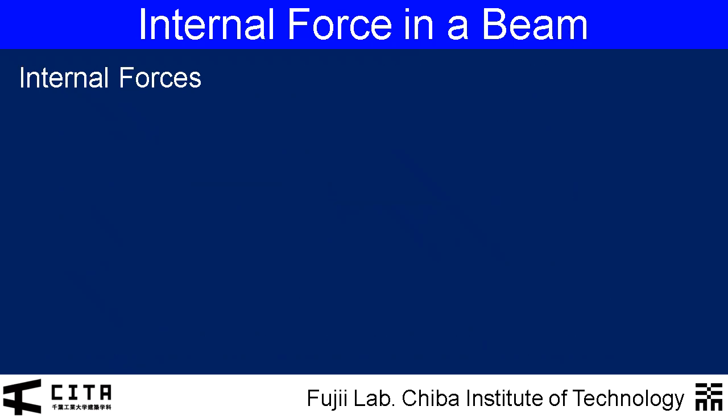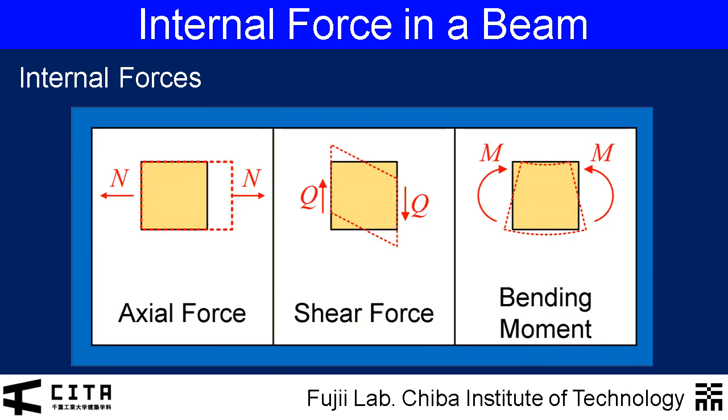Let's talk about the internal forces that occur in a beam. There are three types of internal forces: axial force, shear force, and bending moment. When these three types of internal forces are illustrated, they appear as shown here. The light orange part represents small portions of the beam, and the red dashed line shows how those portions deform under each type of internal force.